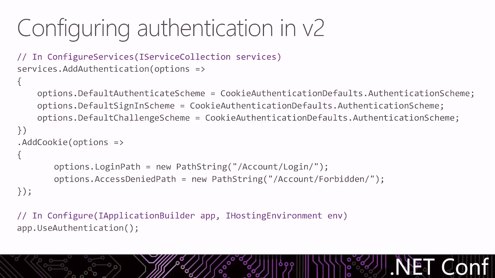You will have to add authentication in ConfigureServices, set your defaults for the authentication service as a whole, and then you add cookie, and you can set all your options for cookies, or you can add bearer and so on and so forth. And in your Configure function, you just do app.UseAuthentication. So you need to do both. If you don't add app.UseAuthentication, nothing authenticates.